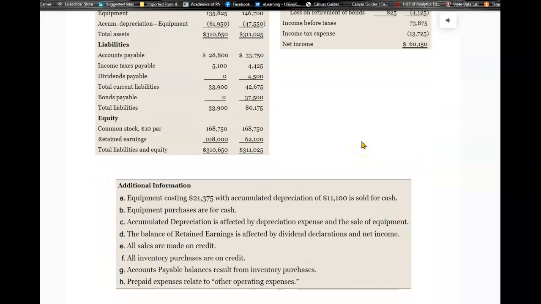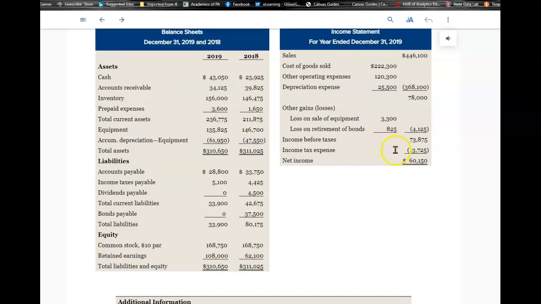So, how do we proceed? Well, first, we need to start going through this information and identifying how we are going to do this. Let's do the indirect method first. So the first thing you're going to want to start with is net income. So that's going to be at the top of your statement of cash flows, the $60,150. And of course, from that, you're going to need to make adjustments, which will basically help to reconcile net income to the net cash provided by operating activities.